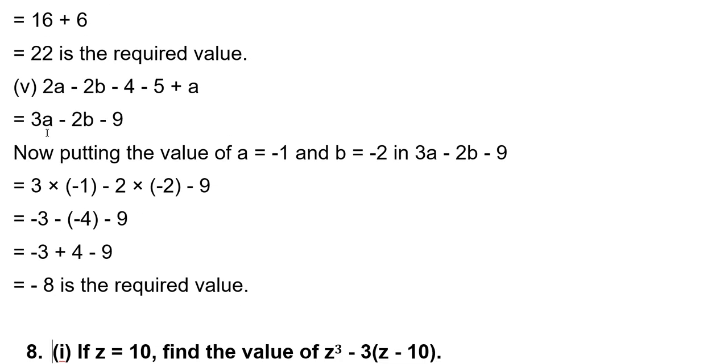Fifth problem: 3a minus 2b minus 9. Now putting the value of a is equal to minus 1, b is equal to minus 2 in the expression 3a minus 2b minus 9. So 3 into a value is minus 1, minus 2 into b value is minus 2, minus 9. That is equal to 3 into minus 1 is minus 3, minus 2 into minus 2 is plus 4, minus 9, that is equal to minus 3 minus 9 is minus 12 plus 4 is minus 8, is the required value.